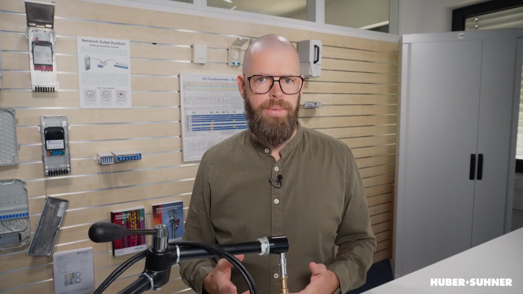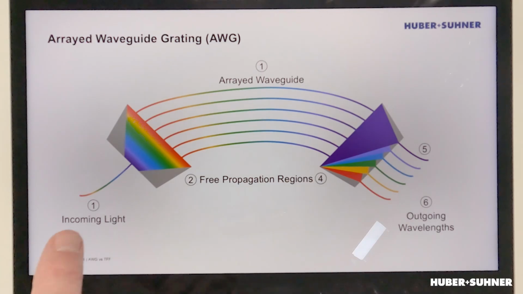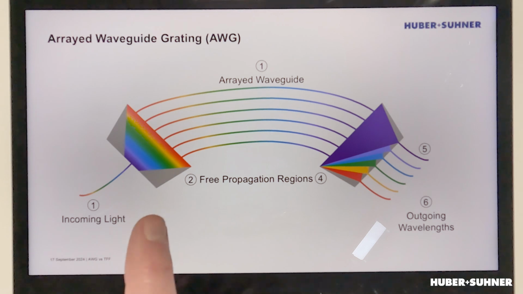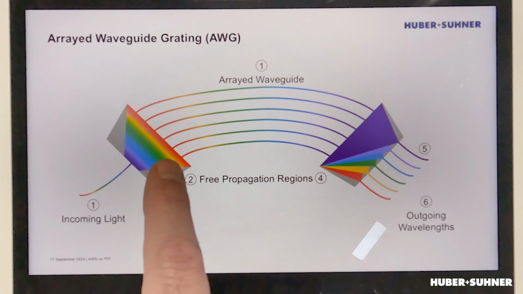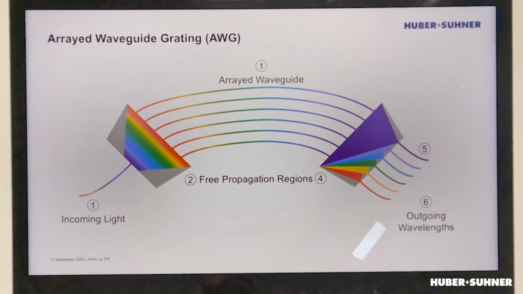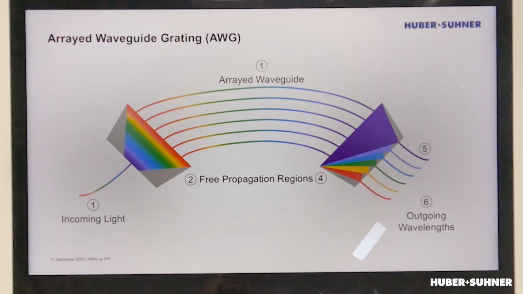Okay, now let's talk about the AWG, so the arrayed waveguide gratings. And as the name implies, they are based on an array of waveguides. But what does that mean? Let's have a look over here. We've got this incoming light, and that incoming light then passes through this first free propagation region and is separated onto the different waveguides. Now at this point, the separation is colorless. And that means that the signals going onto the different waveguides are identical.